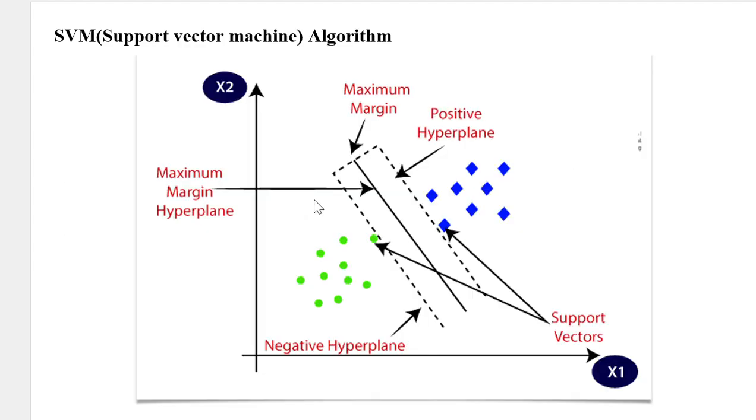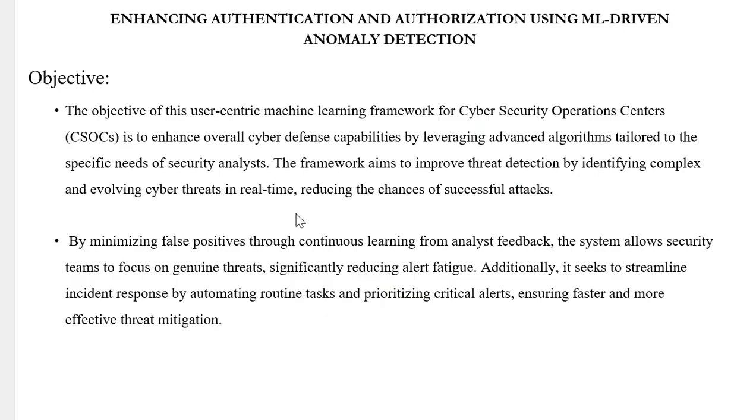This diagram denotes the SVM algorithm. Our main objective, what we aim to achieve, is to build a smart, adaptive security system that supports analysts by detecting threats early and reducing false positives. Analysts can focus on real threats instead of noise, so we want to reduce alert fatigue and improve response time.